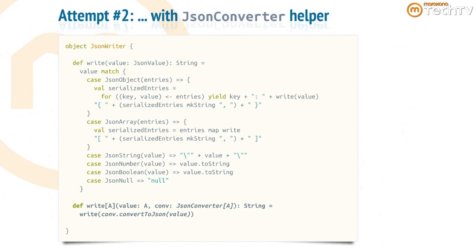So now our auxiliary write method is taking two arguments. It's taking a value of some type A, and this is an arbitrary type that's just noted in the type parameter, and a converter for type A. So we've got two arguments here, and this is doing essentially the same thing as we had with subtype polymorphism. It's just sort of splitting it out. So now instead of saying value.convertToJSON, we say conv.convertToJSON with the value. And we can then pass that to our default write method again.